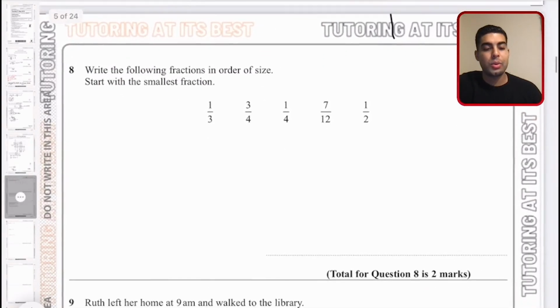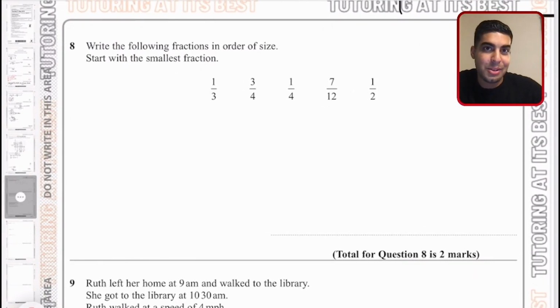And then if we move over to question 8, this is a very interesting question, as we have a number of different fractions with different denominators, and we'll need to put them in order of size, starting with the smallest. So that means we need to take a look at our denominators and find one number that all of these numbers go into. And again, you can see that 3, 4, 12, and 2 are divisible by 12.